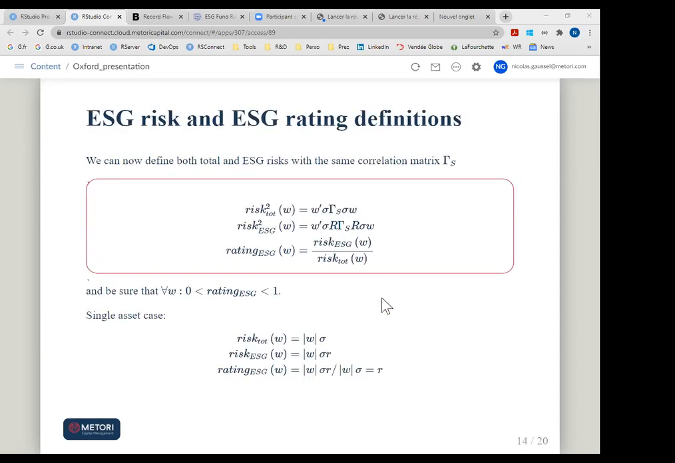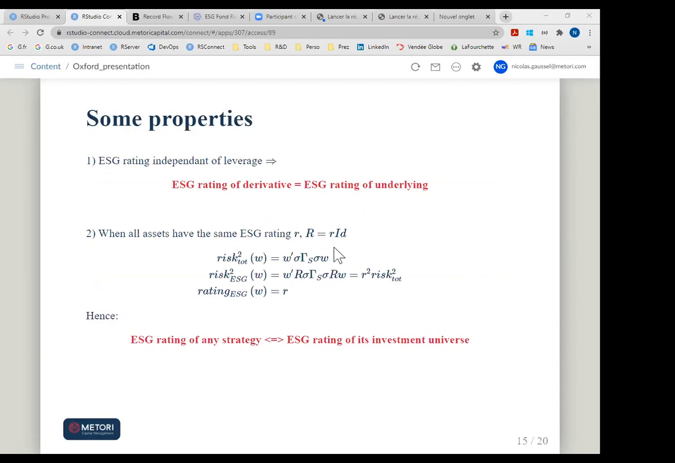So some properties of this approach. ESG rating is independent of leverage. So it's interesting, particularly in the case of derivatives. If you consider that the volatility is of the same nature of risk as the underlying, financially speaking a derivative is just a variable leverage on an underlying. So if the leverage doesn't impact the ESG rating, then the ESG rating of a put, of a call, of whatever option on the S&P should be the ESG rating of the S&P.